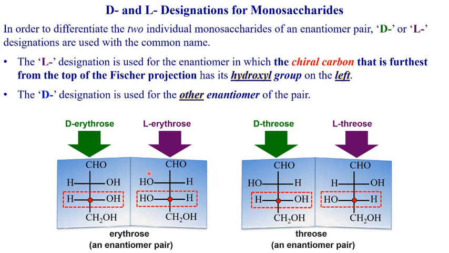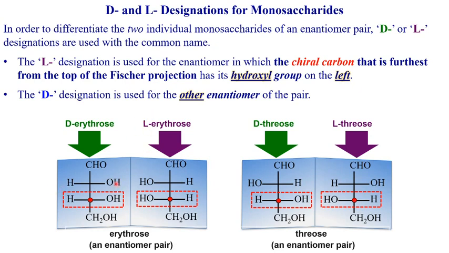So we do have a convention when we're writing or drawing the Fischer projection of a sugar. We have our aldehyde at the top here, and we have our carbons down in a nice row in the center. What we do is go to the very bottom carbon right down here, and then go one up. And you look at which way that hydroxyl group is pointing. If it's pointing to the right, it's D. If it's pointing to the left, it's L. So a good way to remember that: L for left.